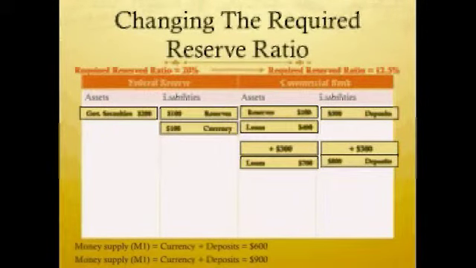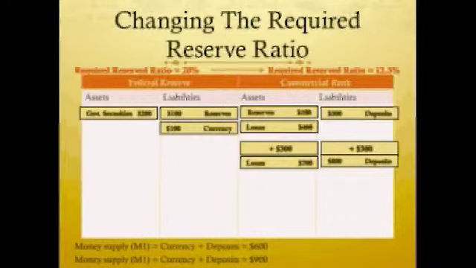Okay, let's see the first tool, changing the required reserve ratio. In this case, the Fed decreases the required reserve ratio from 20% to 12.5%. Because the required reserve ratio decreased to 12.5%, the deposits will increase by $300 to become $800.